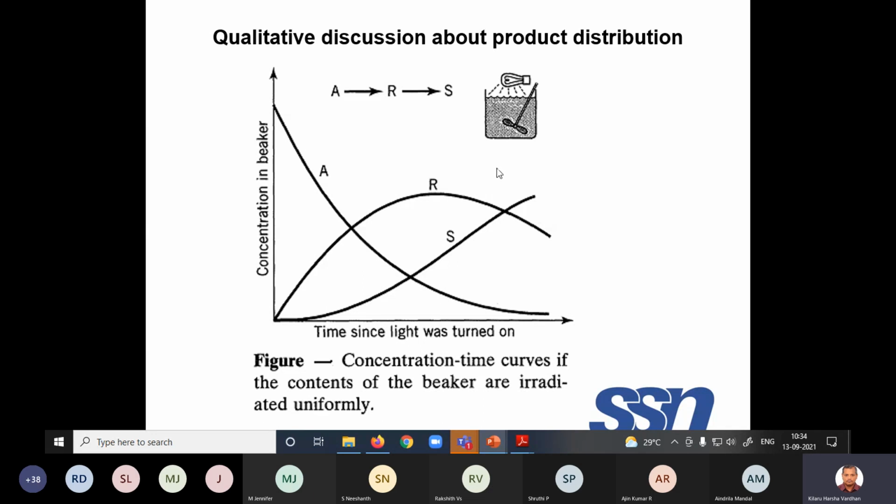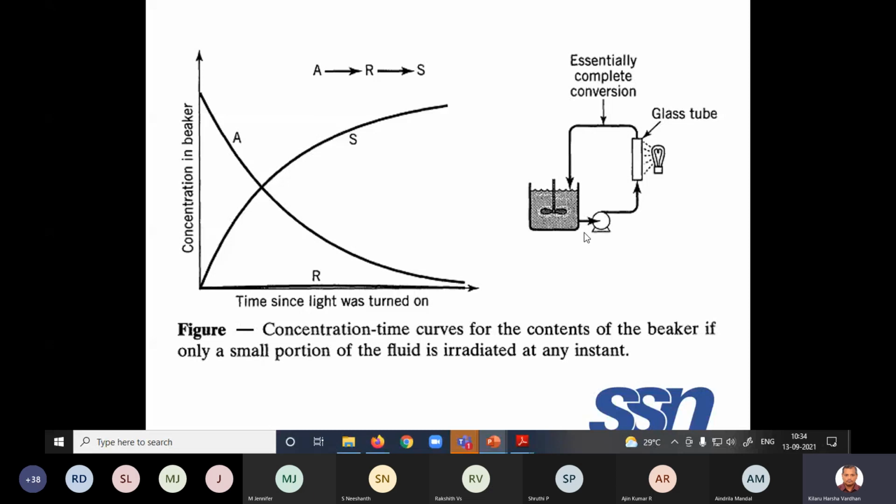Yeah, I think here I made it wrong. You want more S, not the R combination. So if you want more S, then what you do is, you can see here, I take a small portion and add this A here. Then I won't irradiate here. I'm pumping some amount of A into a glass tube where the reaction is happening in the presence of this light.